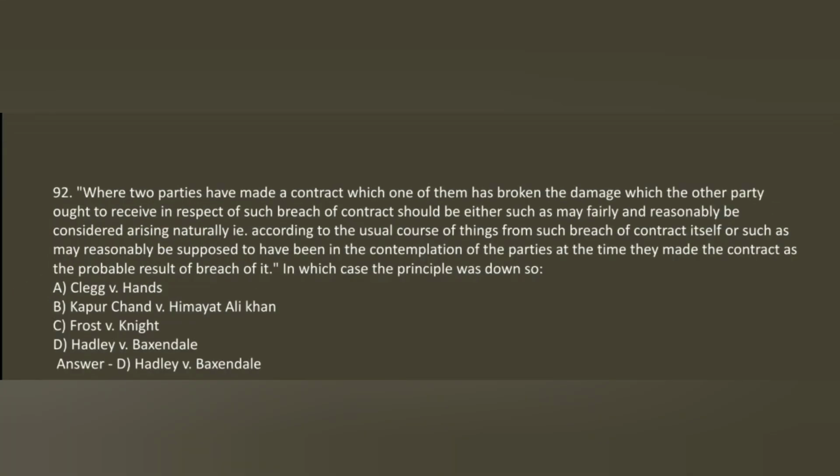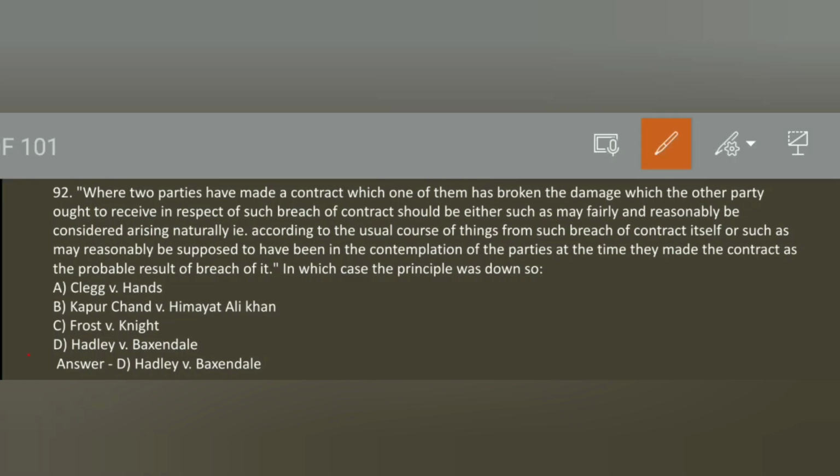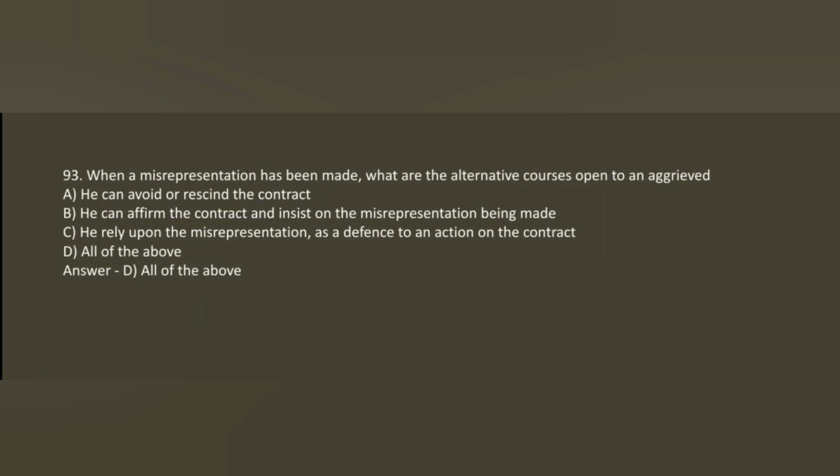Next question 92. Where two parties have made a contract which one of them has broken, the damage which the other party ought to receive in respect of such breach of contract should be either such as may fairly and reasonably be considered arising naturally, that is according to the usual course of things, from the breach of contract itself, or such as may reasonably be supposed to have been in the contemplation of the parties at the time they made the contract as the probable result of breach of it. In which case was this principle laid down? Correct answer option D, Hadley vs. Baxendale.